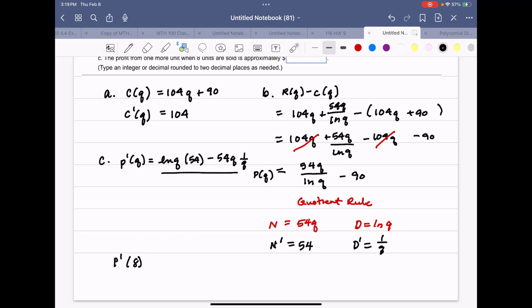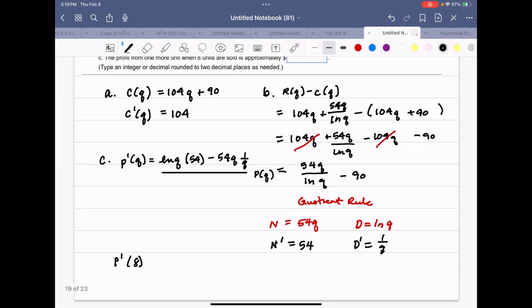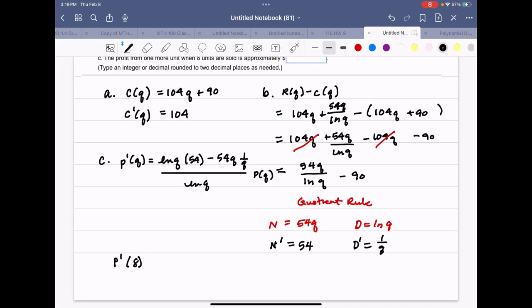All of that is over the denominator squared, so natural log of Q, all of that squared. It's not just Q squared, it's the entire natural log squared. Here I can reduce these Q's. That's going to be a division of 1, so that's gone. I'm going to write the 54 in the front simply because I don't want it to end up under that natural log. So 54 natural log of Q minus 54 divided by the natural log of Q quantity squared.